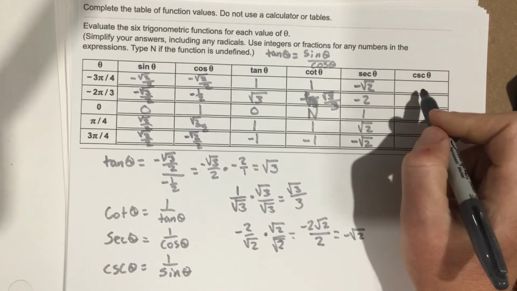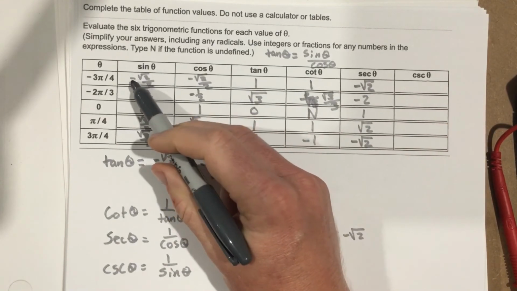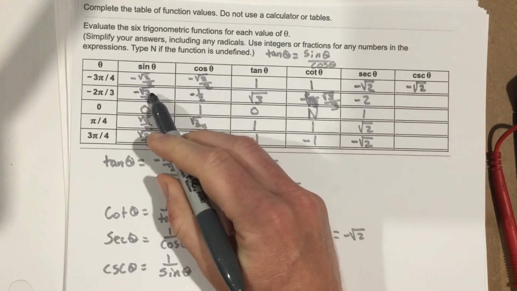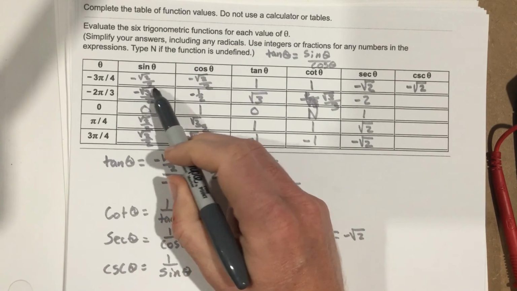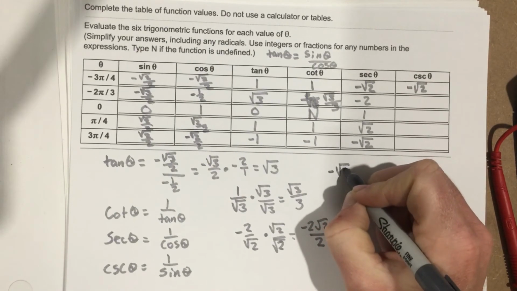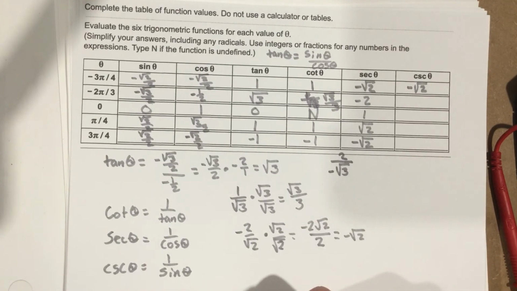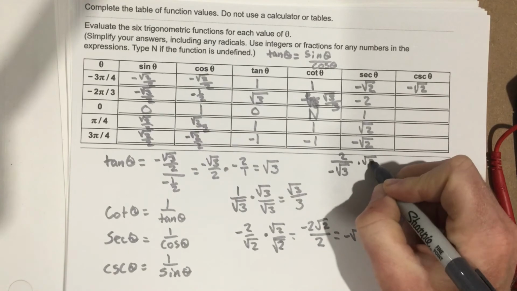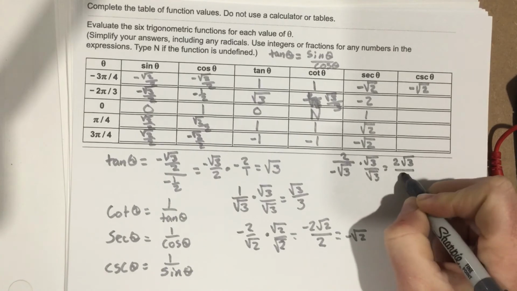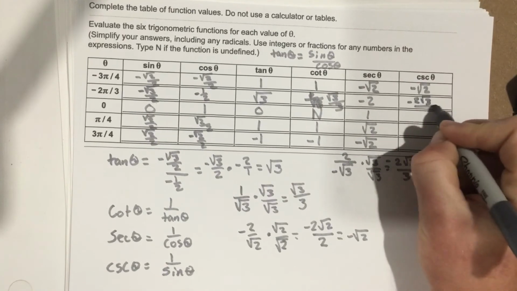Okay, now we can look at cosecant. Cosecant is the reciprocal of sine. So I have negative root 2 over 2. The reciprocal of that is going to be negative root 2. The reciprocal of this is negative root 3 over 2. So I'm going to go ahead and have to flip this. So this would be 2 over negative root 3. I'm going to multiply by root 3 over root 3. 2 root 3 over 3. So this is negative 2 root 3 over 3.